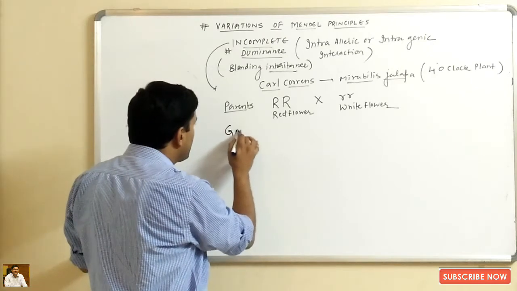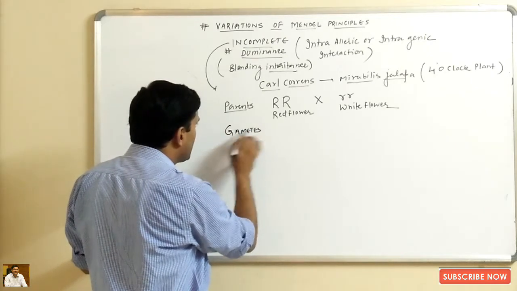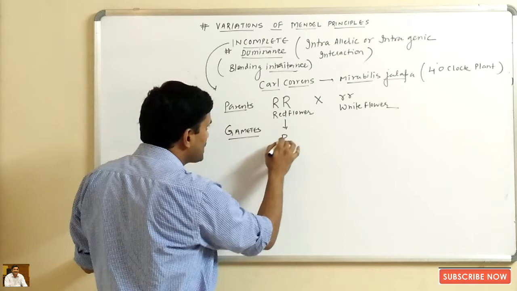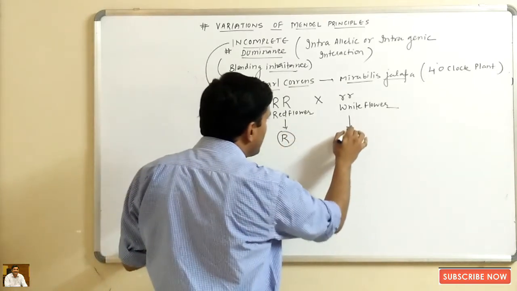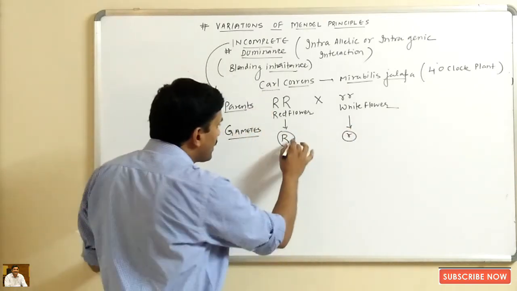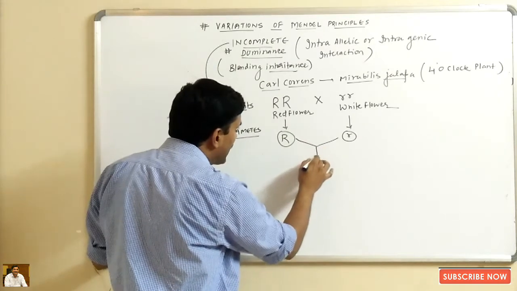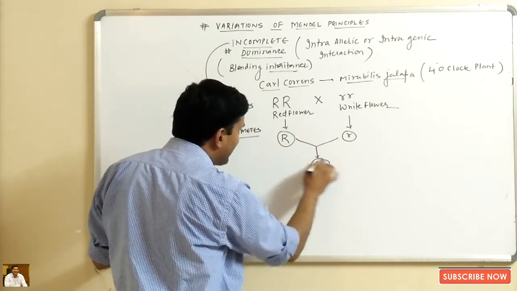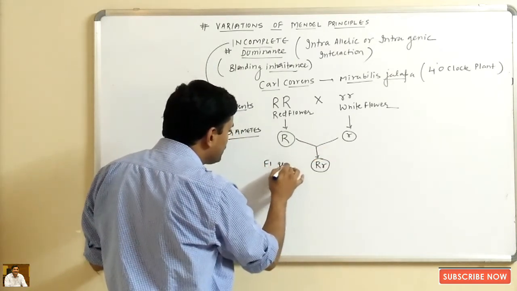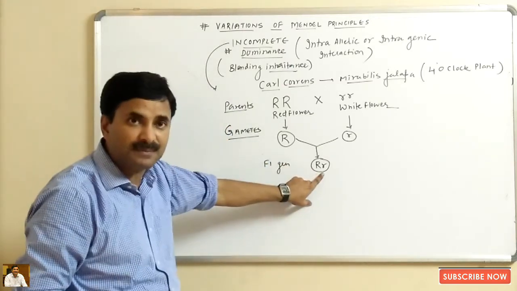Then he made the gametes. The gametes are capital R and the gametes are small r. And when we cross, we get the F1 generation, and this F1 generation is capital R, small r.